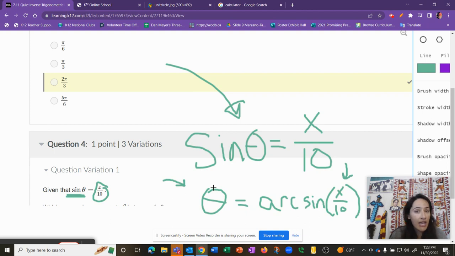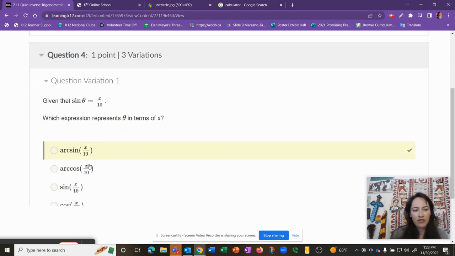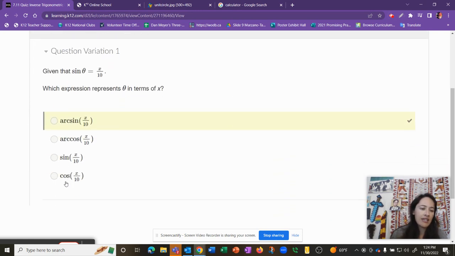If we don't know what x is, then we leave it x. But if we did know what x is, then it would be a real number, like 7/10 or 5/10, which is 1/2. Arc sine of x over 10. Not arc cosine, not sine, not cosine. Okay, because we're solving for theta, and that's our point.